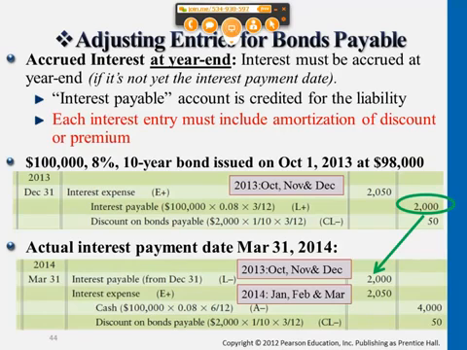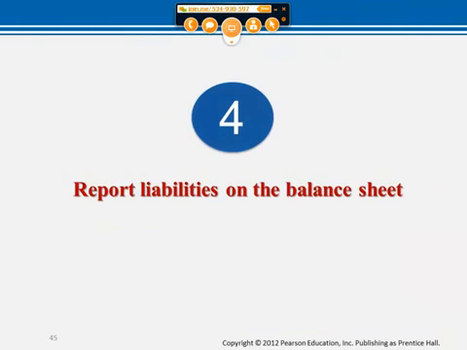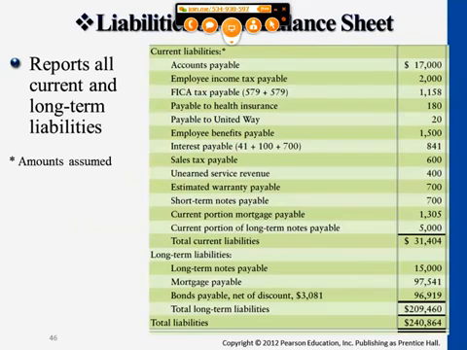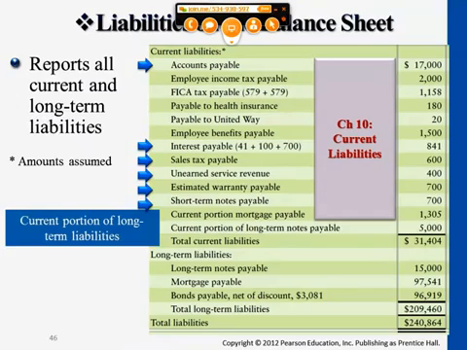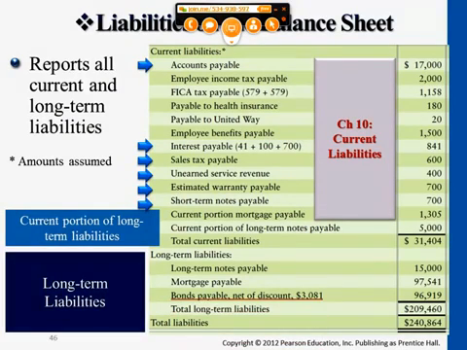Okay, let's take a look at how these payables are reported on the balance sheet. So I'm just going to show a table of financial statements. The liabilities section on the balance sheet, assuming these are all the liabilities accounts, and I pointed out the ones that we actually talked about in Chapter 10, and here are the ones that we talked about in Chapter 11.